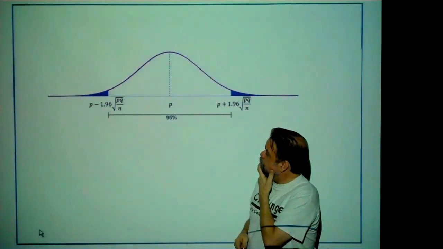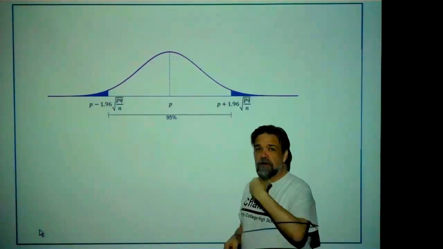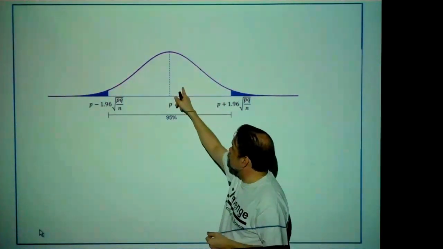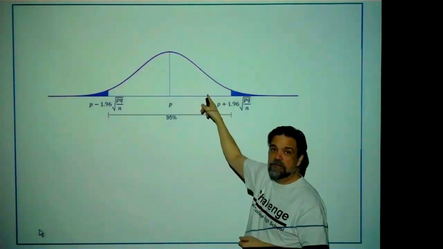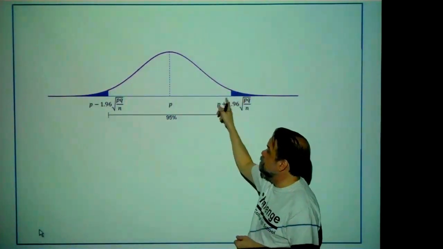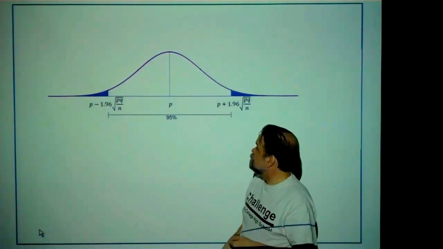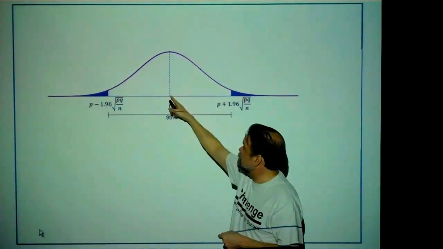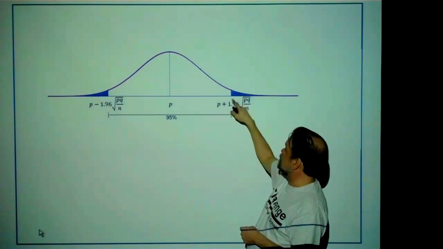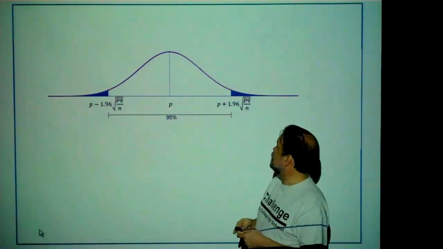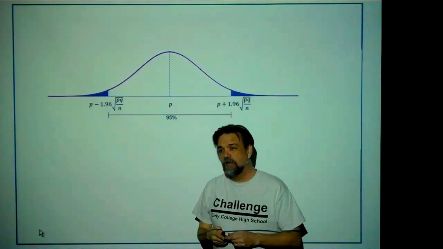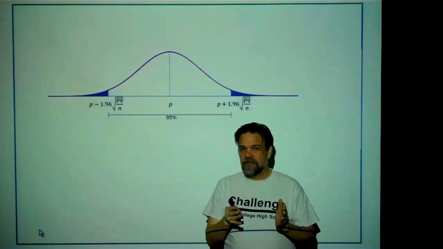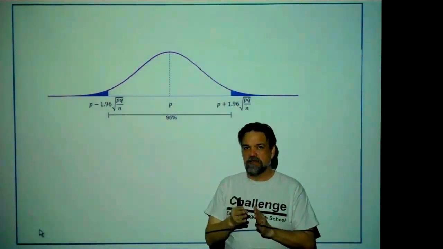Okay, so that means if I go out and take a bunch of samples over and over and over, 95% of the time, my sample proportion will end up inside of here in the white space. 5% of the time, it'll end up here in some of the blue space. Okay? So in other words, 95% of the time, the difference between P and P hat will be less than this 1.96 times the square root of PQ over N. Well, if you think about it, saying that P hat will be within that distance of P is the same thing as saying that P will be within that distance of P hat.